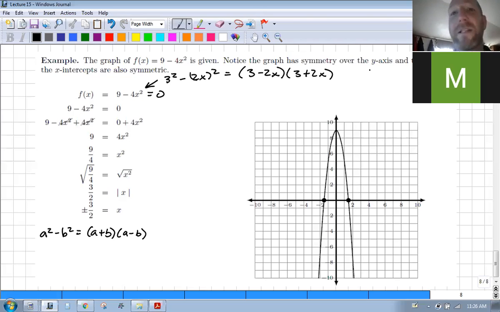If we set that equal to 0, all you do is set each of these factors equal to 0. This one gives you x is 3/2. This one gives you x is negative 3/2. So you can do it by factoring or do the root method over here.